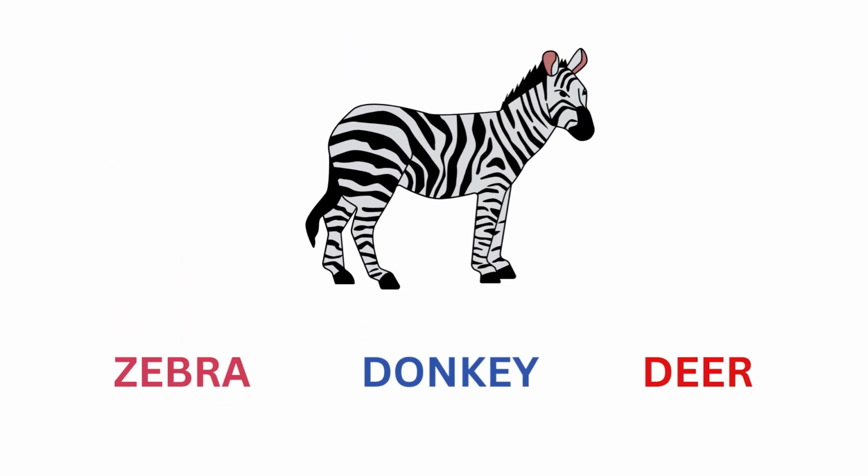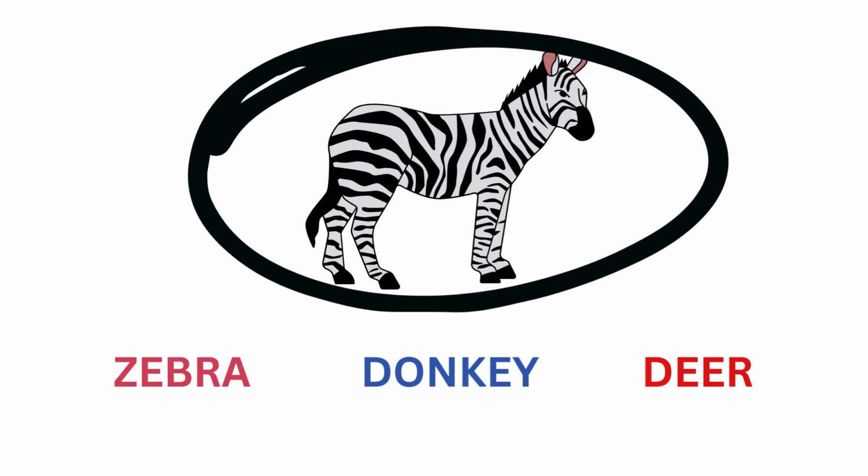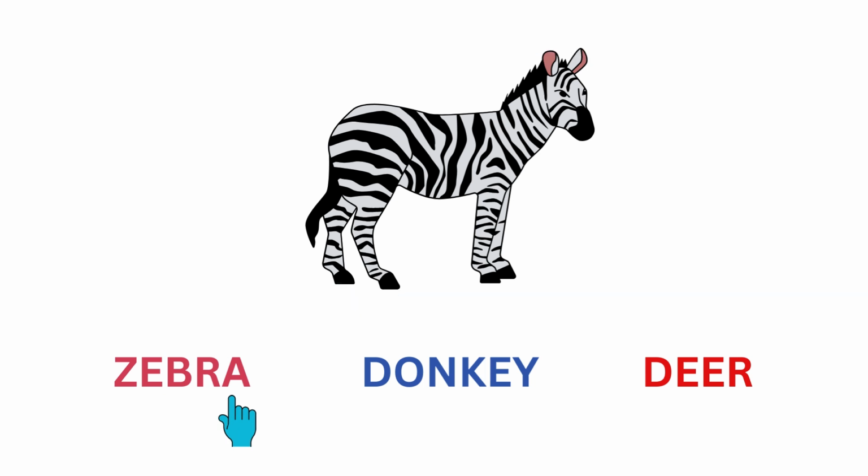Now look at this picture. The words below are Z-E-B-R-A, zebra, D-O-N-K-E-Y, donkey, D-E-E-R, deer. Which word matches this picture? कौन सा word इस picture के साथ match होता है? The correct word is zebra.